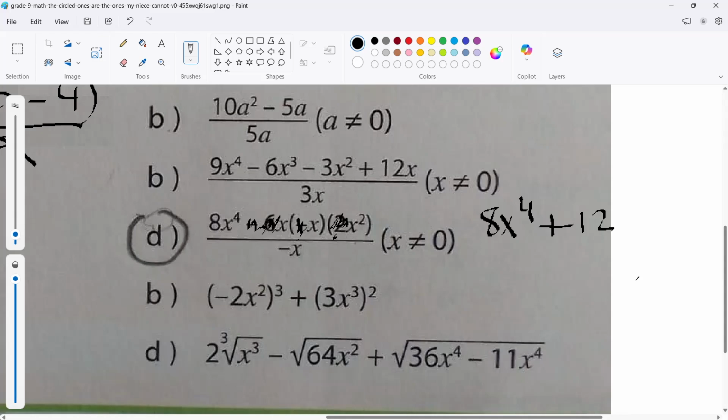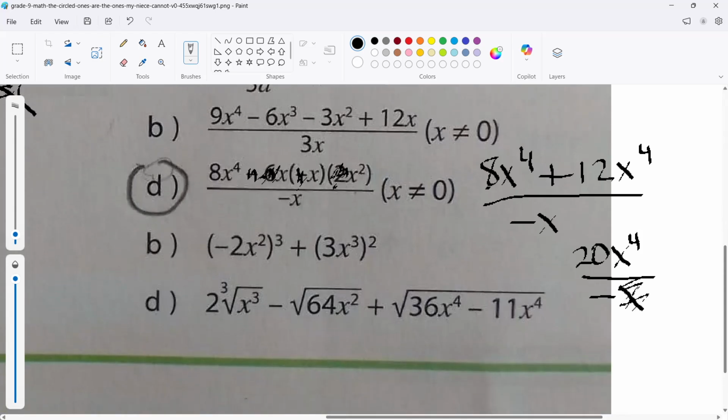x times x squared times x squared is x to the 4th. Remember, when you multiply a variable to different powers, you add the powers. 2 plus 1 plus 1 is 4. So this is 12x to the 4th. And then on the bottom is this negative x. Well, 8x to the 4th plus 12x to the 4th: 8 plus 12 is 20, 20x to the 4th. I can add them together because the variable has the same exponent, divided by negative x.